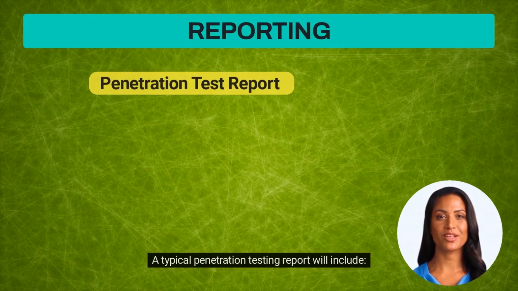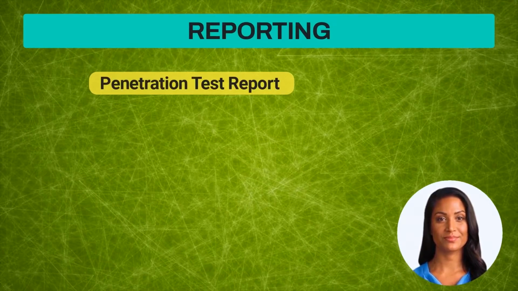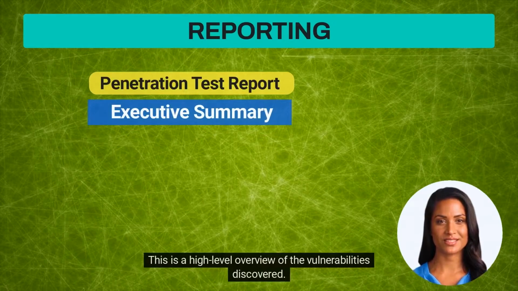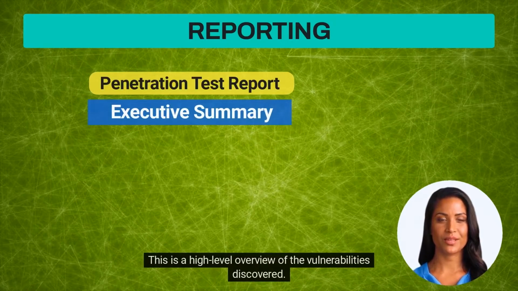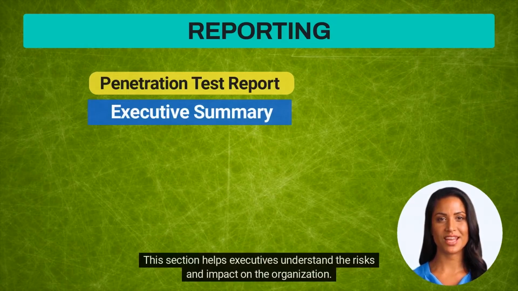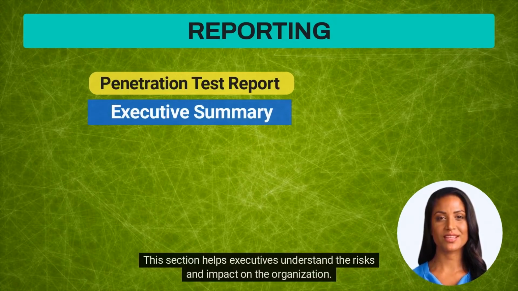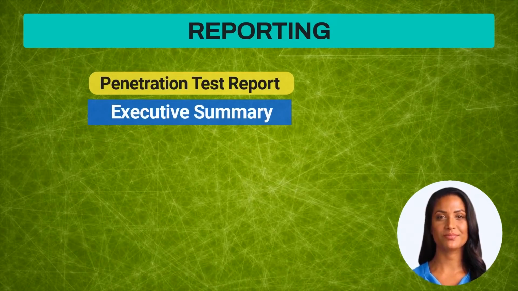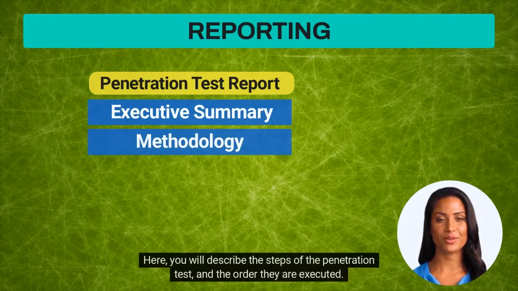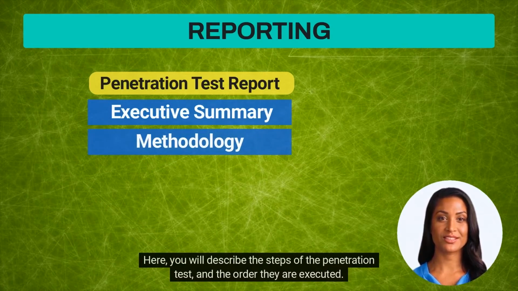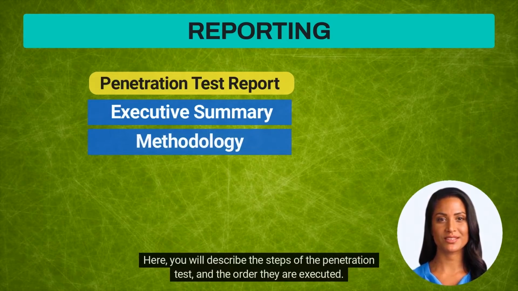A typical penetration testing report will include an executive summary. This is a high-level overview of the vulnerabilities discovered. This section helps executives understand the risks and impact on the organization. A methodology. Here, you will describe the steps of the penetration test and the order they are executed.